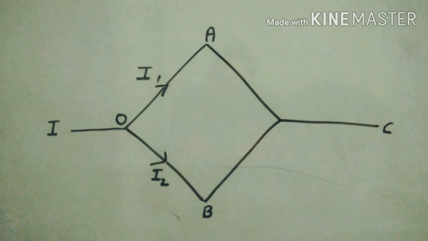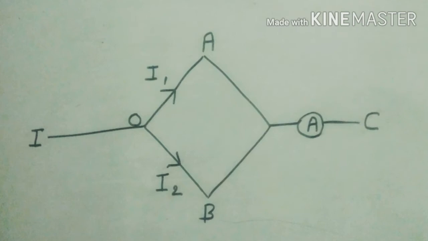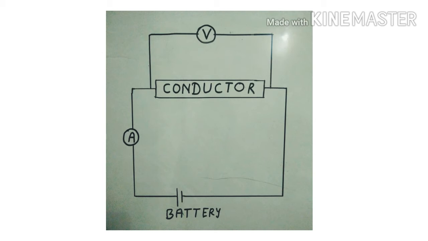Children, can you tell me the suitable position of the ammeter in this circuit? When current enters the circuit, it is divided into two parts, that is I1 and I2. So when we put the ammeter on branch OA or OB, we will not get the full current value in the ammeter. So the most suitable position of the ammeter will be on branch C because it is the place where the complete circuit current can pass.